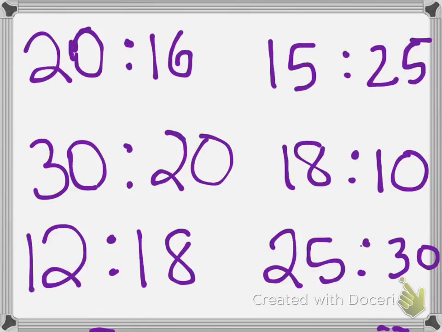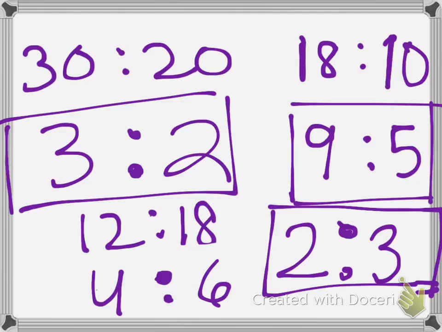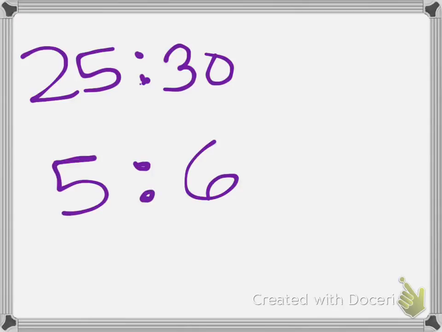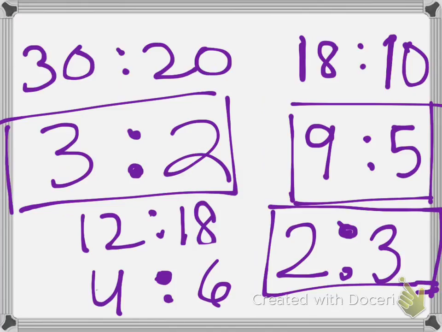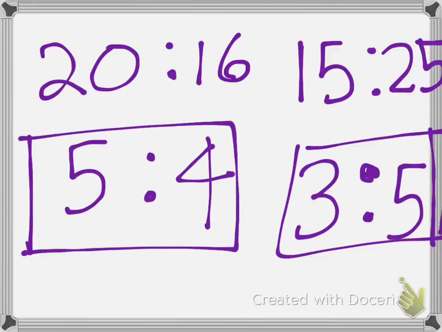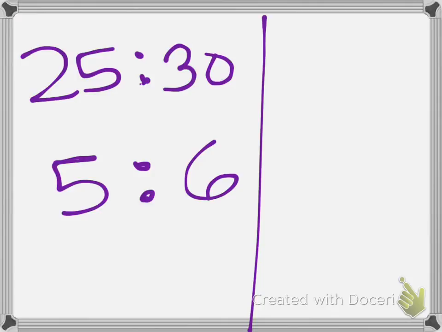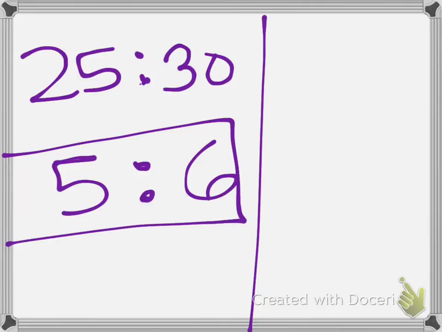So, next one is 25 is to 30. 25 divided by 5 is 5. 30 divided by 5 is 6. What's our next one? Oh, I guess that's the last problem. So 5 is to 6 is our answer.